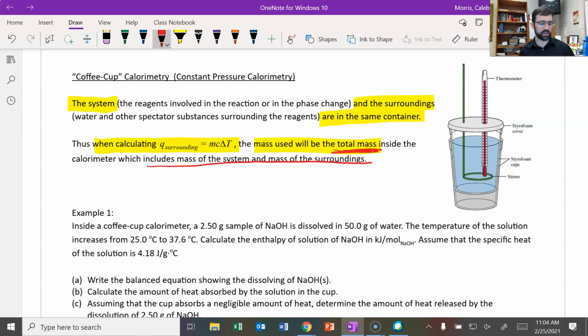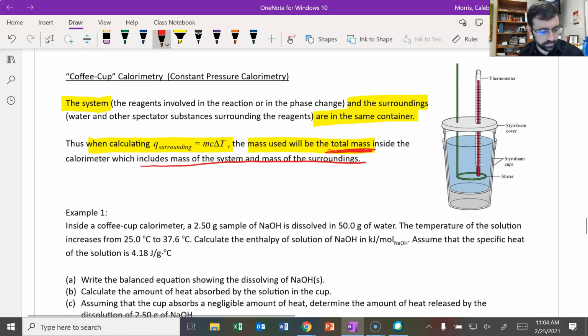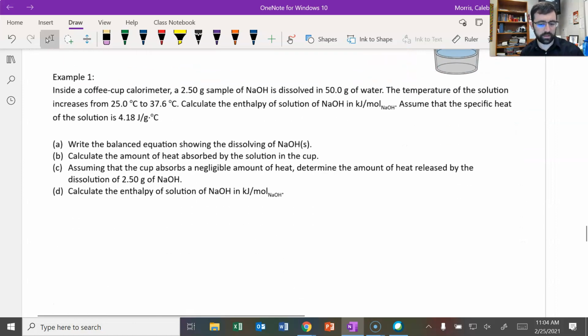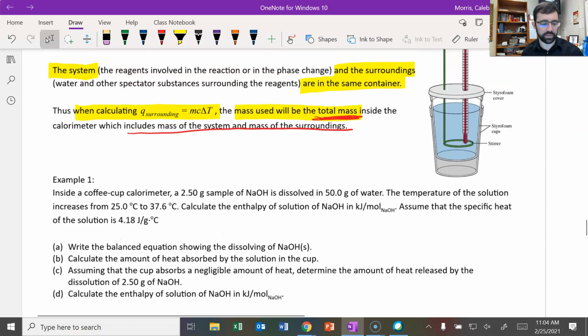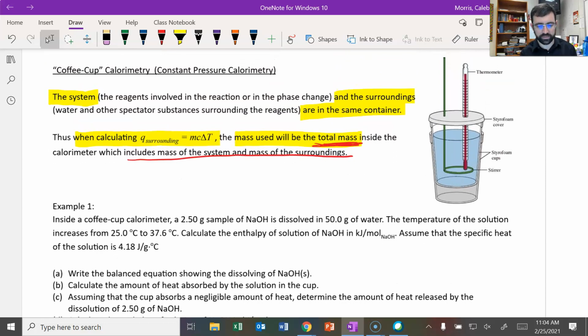If you feel like you can figure it out on your own, you can try it as you go and just check your work. Example number 1: inside a coffee cup calorimeter, and by the way, this is a picture of it. You've got a thermometer submerged in the solution, and then we do some sort of reaction in here. Then we have something to stir it to make the reaction happen. Inside a coffee cup calorimeter, we have a 2.50 gram sample of NaOH being dissolved in 50.0 grams of water.